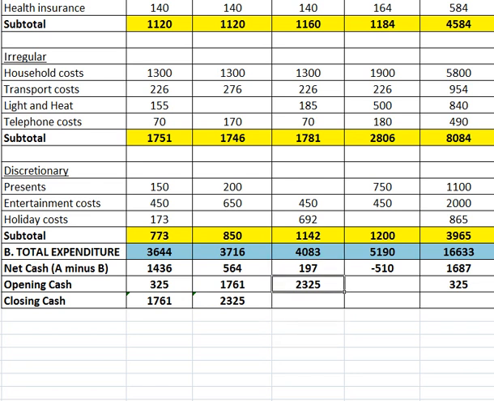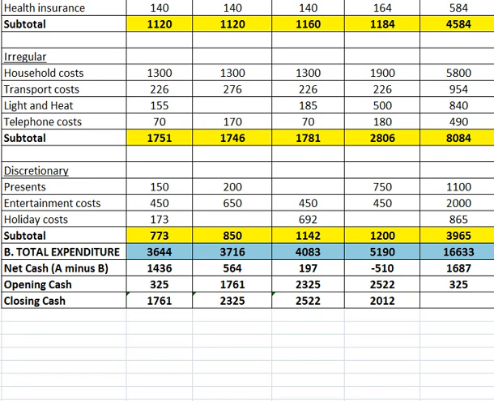Net cash plus opening cash gives the cash they plan to have at the end of the month. Closing cash for November becomes the opening cash for December. Now December is slightly different because they have a negative net cash. Positive opening cash minus negative net cash. Take it away, you get 2012.